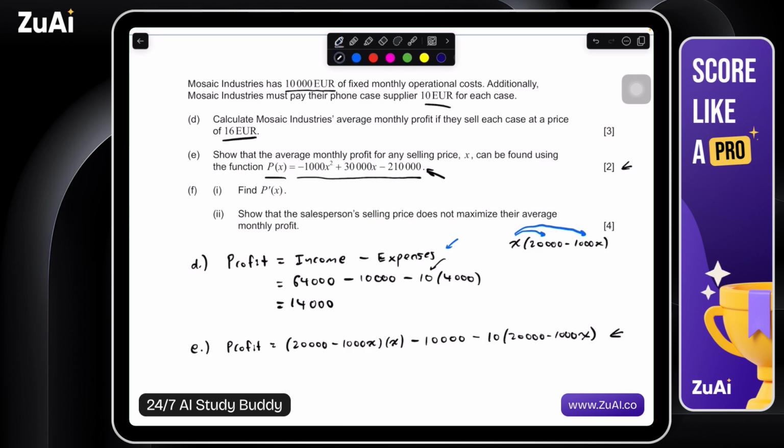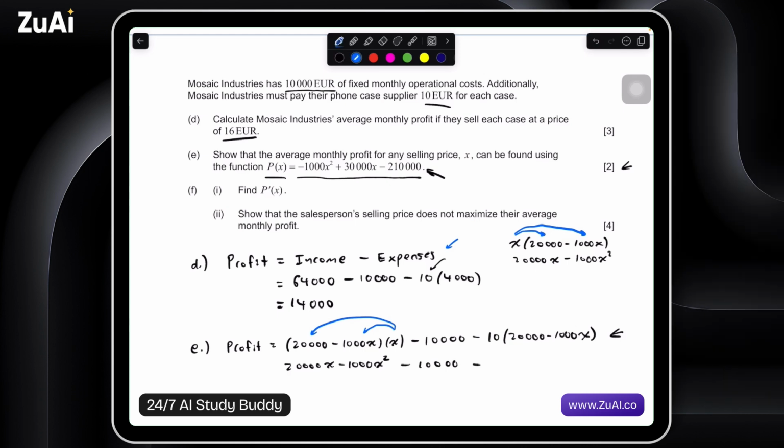So x by 20,000 would give us 20,000x, and x times negative 1,000x would just give us negative 1,000x squared. And then we can do that for all of these. This becomes what we found out before, 20,000x minus 1,000x squared, still minus 10,000, and then we're going to multiply once again.